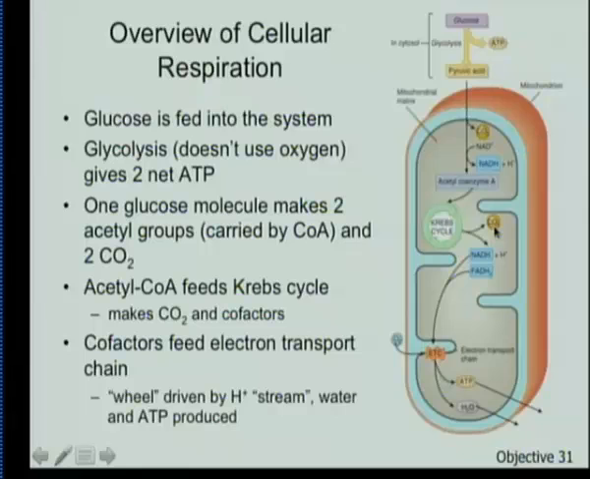Krebs cycle, per time through, we produce 2 CO2s, we get 3 NADHs, we get 1 FADH2 and 1 ATP. Because we get to go through it twice, we get 4 of these, 6 of these and 2 of these. All of our NADHs and FADH2s then transfer their hydrogens and electrons to the electron transport chain, where we get our biggest yield of ATP. How much? For each NADH, we get 3. For each FADH2, we get 2. Oxygen then picks up the hydrogen ions and electrons to form water.